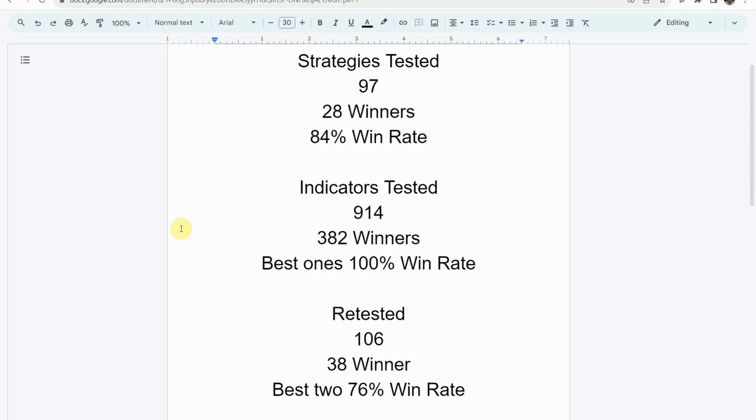Now, if you're interested in a full list of these indicators and strategies along with their win rates, we've compiled all that information into spreadsheets, which you will get when you become a patron of the channel. Keep in mind that we test most of these indicators and strategies on the Forex and crypto market, but they can be applied to just about any market and time frame universally.